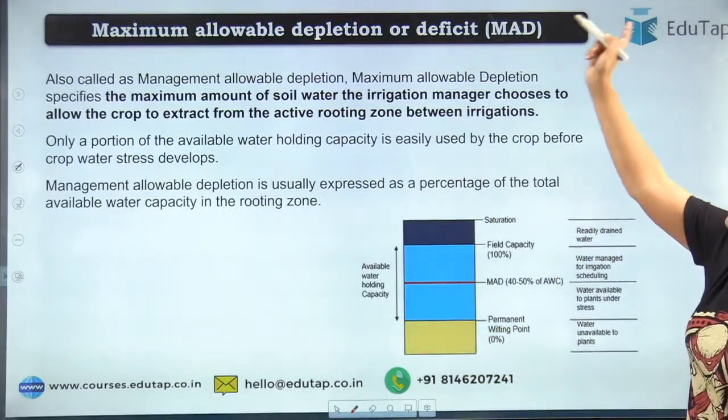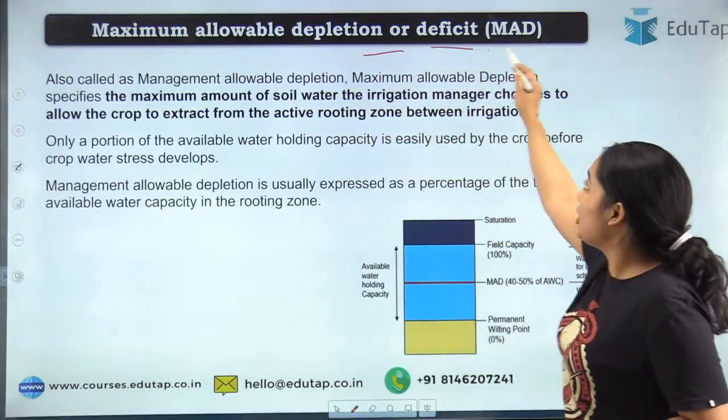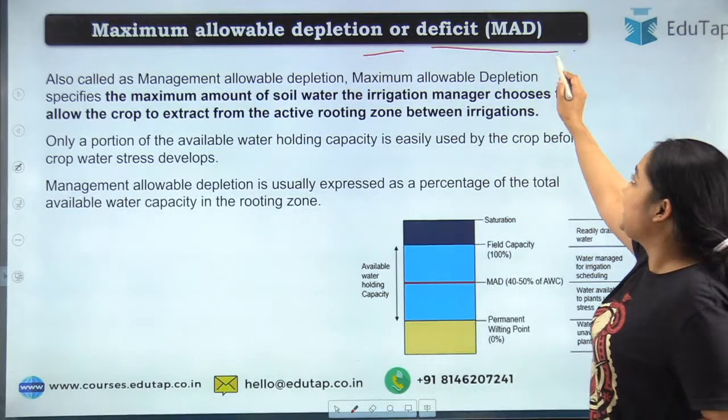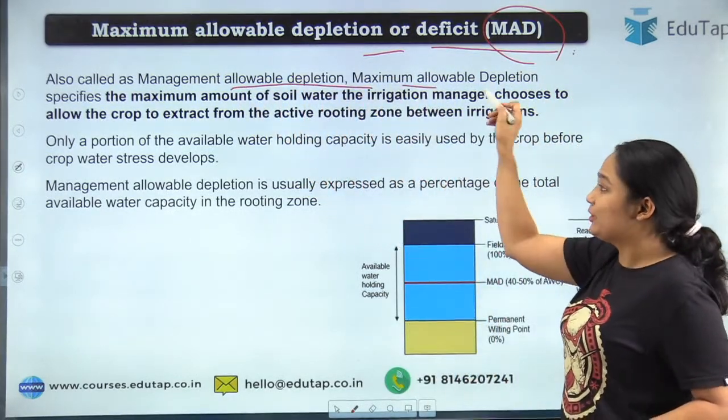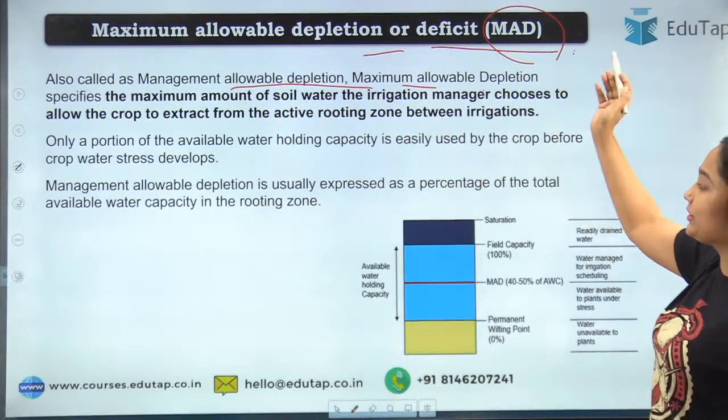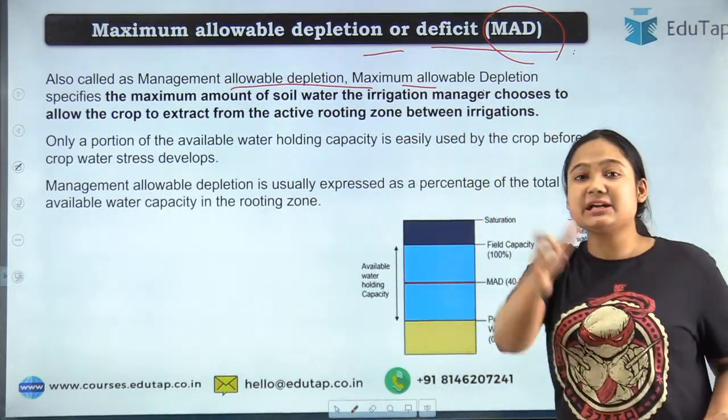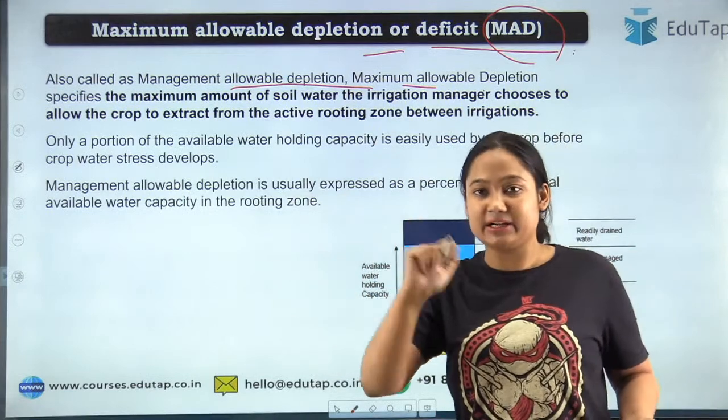So you can see from here the maximum allowable depletion or deficit. That is MAD, you can also see the term. That is also known as management allowable depletion. So what is this? This is the maximum amount of soil water that you will allow. That is, okay, I allow the field to dry this much, then I'll start watering the plant.